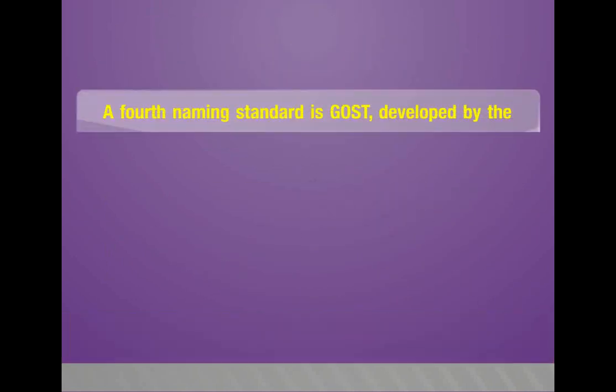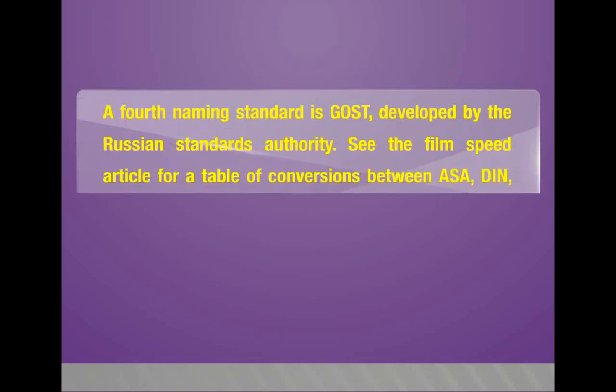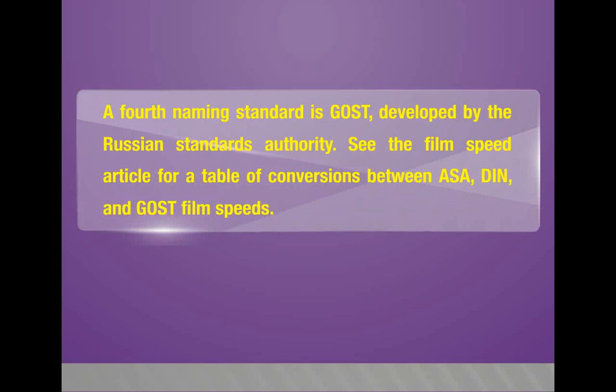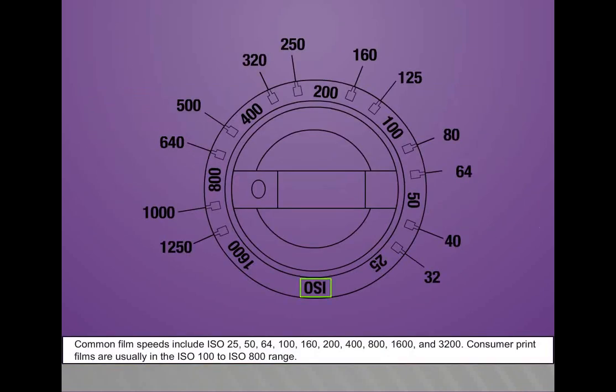A fourth naming standard is GOST, developed by the Russian Standards Authority. See the film speed article for a table of conversions between ASA, DIN and GOST film speeds. Common film speeds include ISO 25, 50, 64, 100, 160, 200, 400, 800, 1600. Consumer print films are usually in the ISO 100 to ISO 800 range.